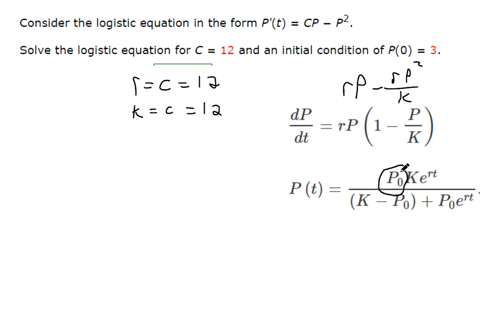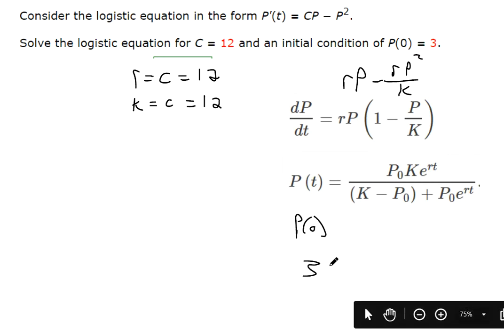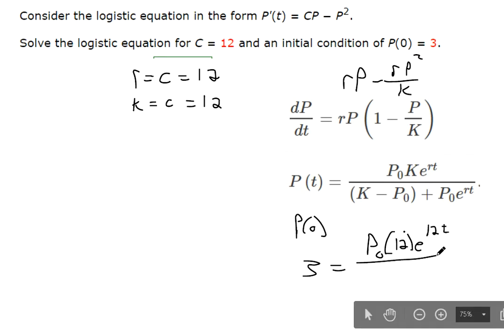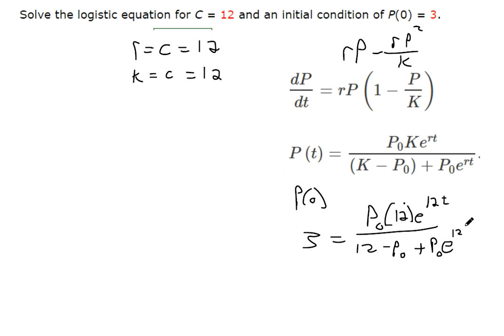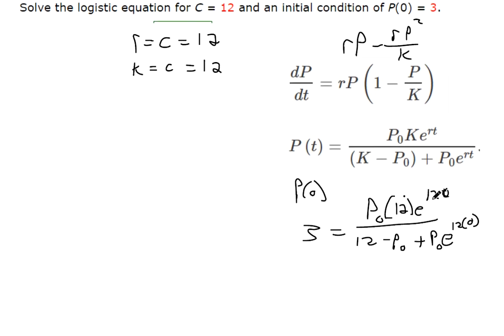We don't know the initial value of the population, but we can get that from this initial condition. So we're told that p of 0 is going to be 3. So this is equal to 3, and that's p sub 0 times k, which is 12 that we just determined, times e to the 12t, over 12 minus that initial p sub 0 that we don't know, plus p sub 0 times e to the 12 times 0. Sorry, we're plugging in 0 for the initial value information, so that's 0 in for t.